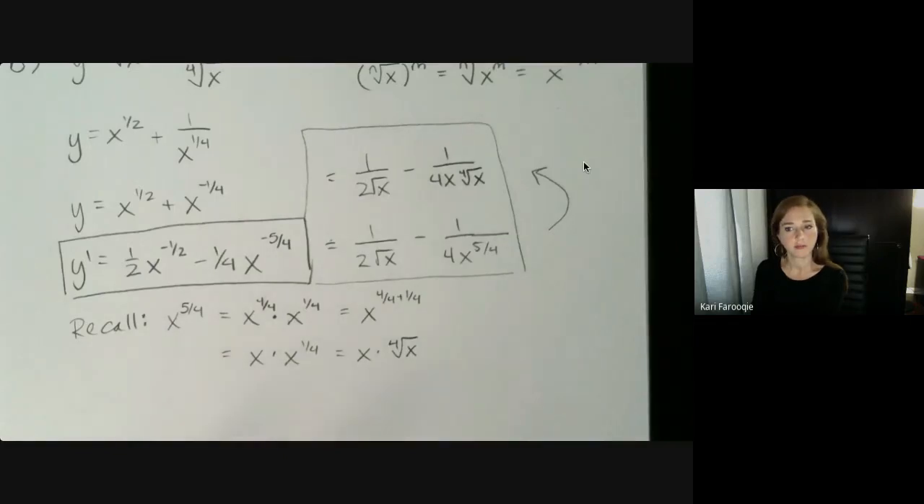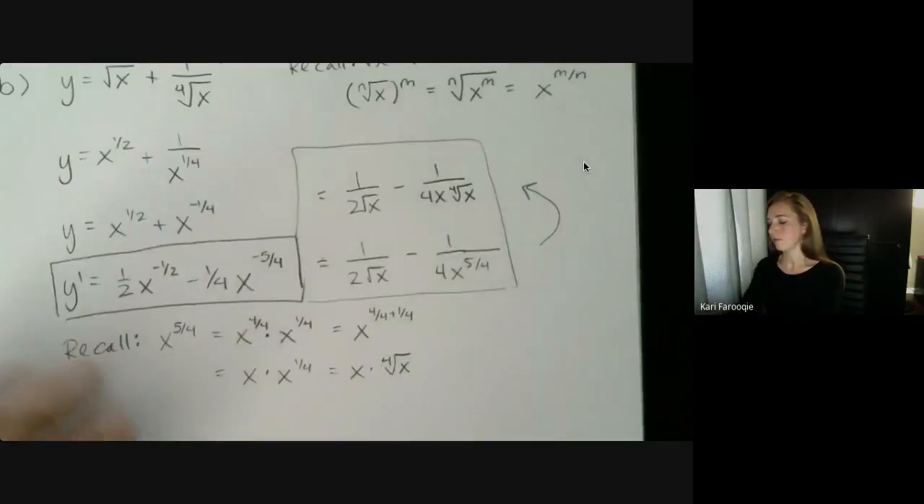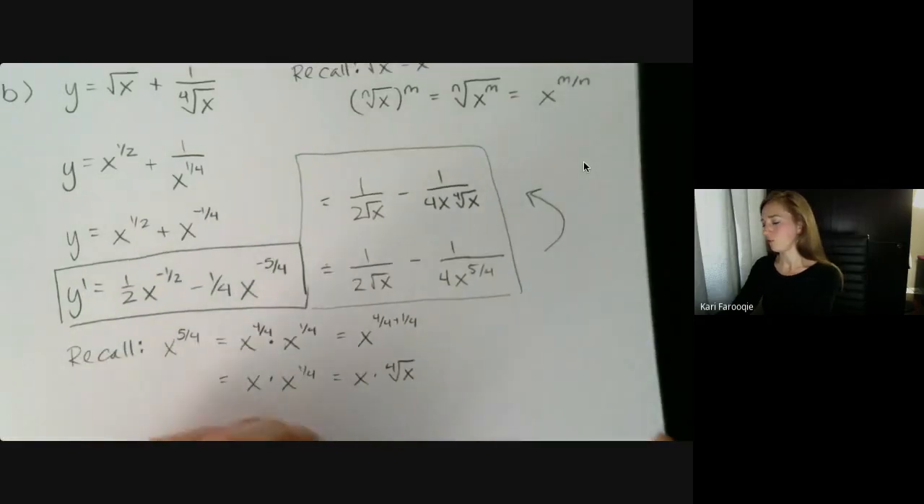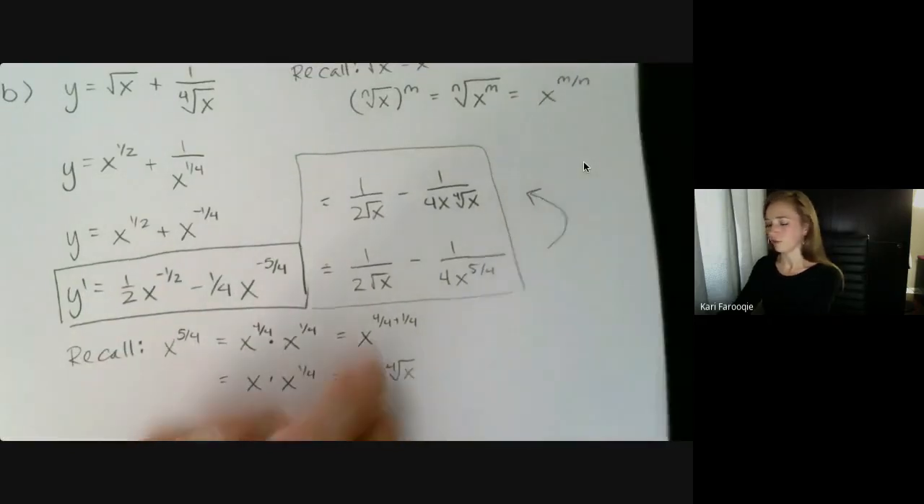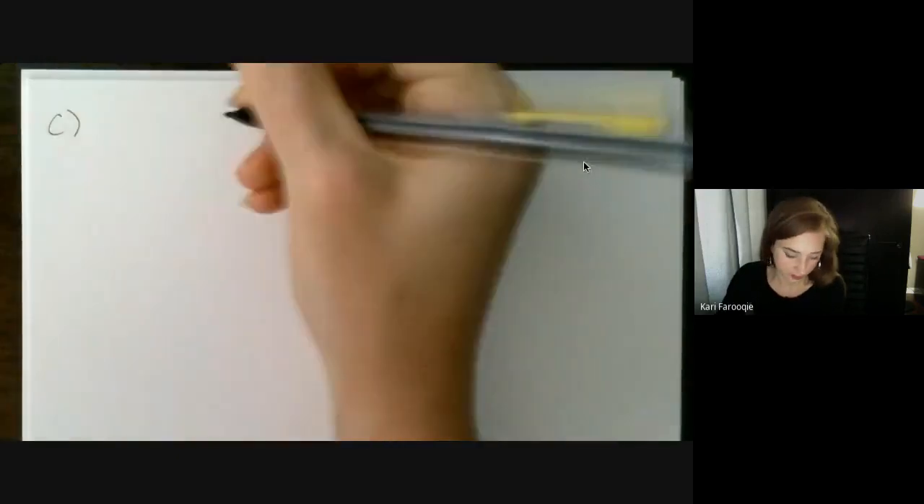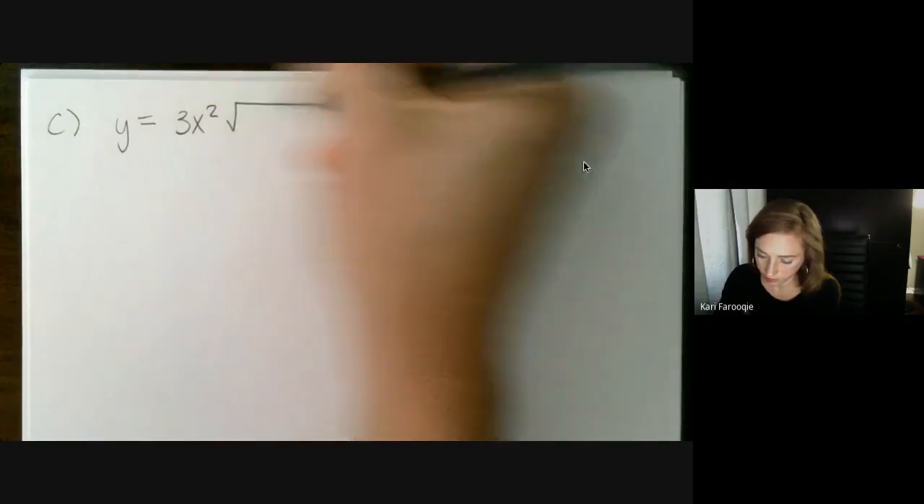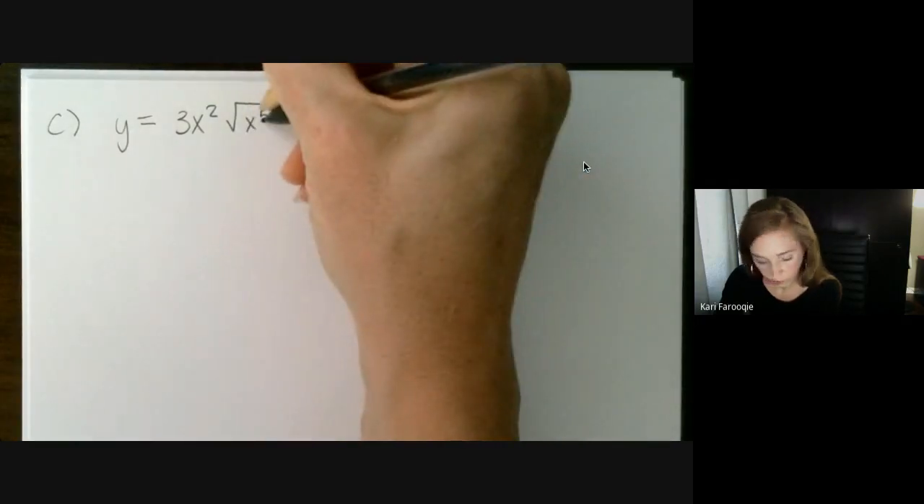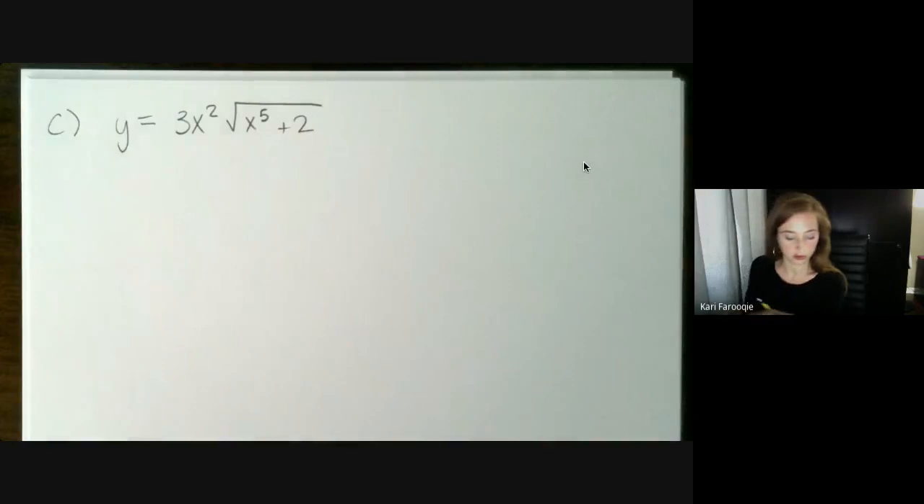Questions here? My next one will use the chain rule and the product rule. My two favorite rules, especially when used in conjunction with each other. C, y equals 3x squared times the square root of x to the fifth plus 2.